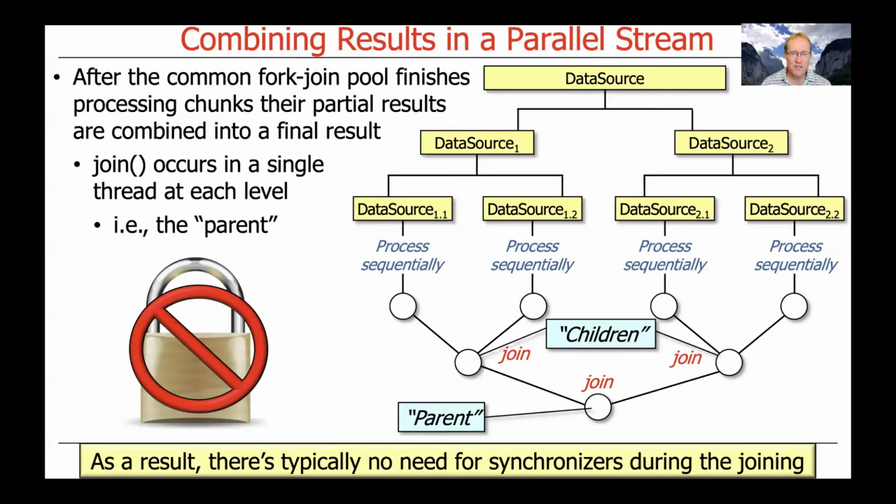As a consequence of the fact that joining is always done in a single thread, there's no need for you to put any synchronizers in the collectors that are non-concurrent collectors. So there's no need for synchronization here. It's all done by the way that the architecture of the common fork join pool is used under the hood in order to make things work.